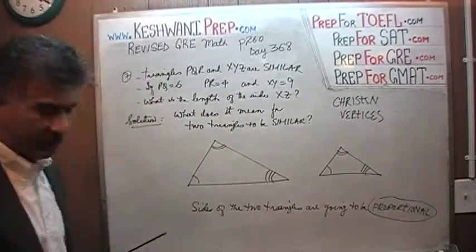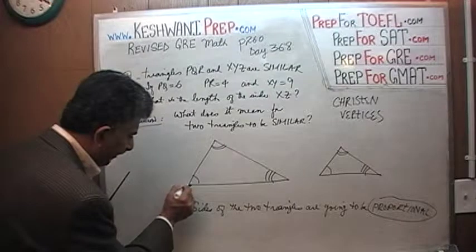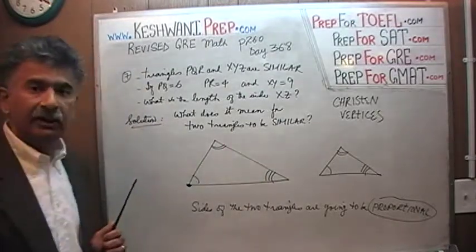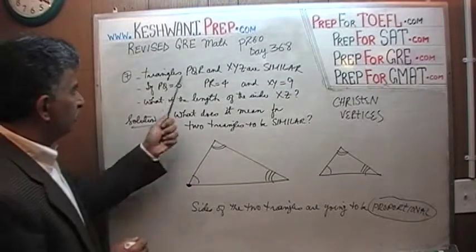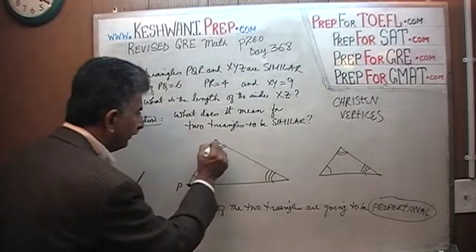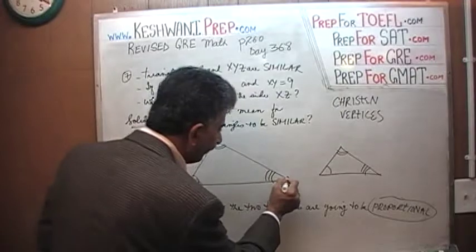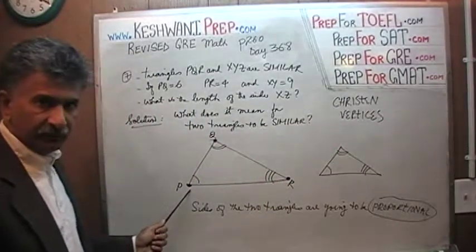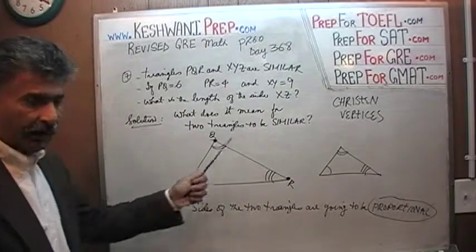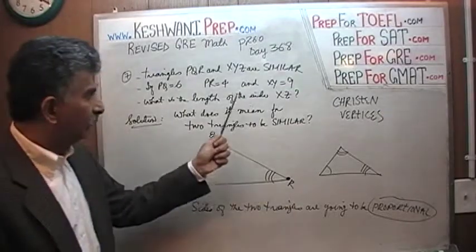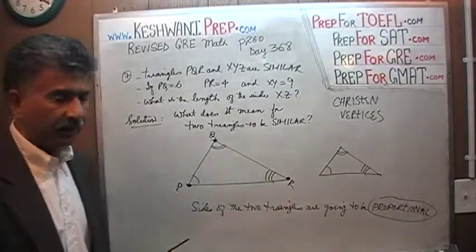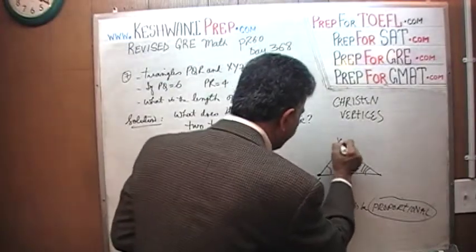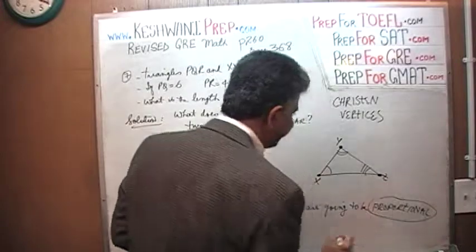The convention dictates that we start from the very bottom left-hand corner and move in the clockwise direction, naming our vertices. PQR. Because we first started from the bottom left and went clockwise, we have to do the exact same thing here, so that we have two corresponding triangles. So we start here with X, then Y, and Z.